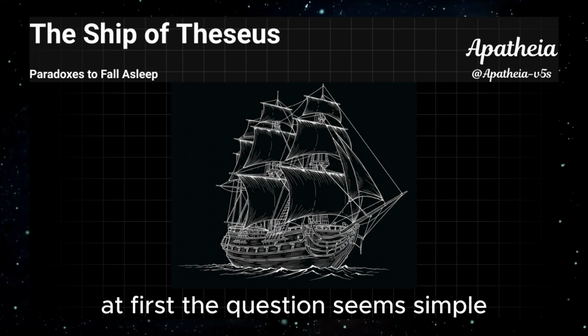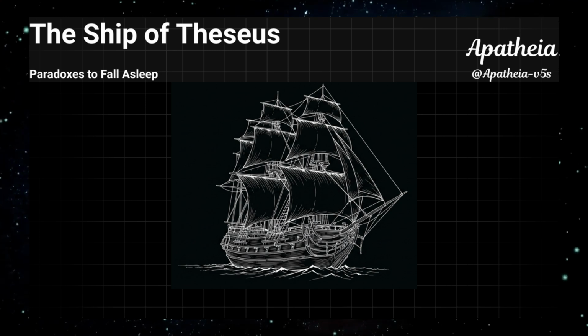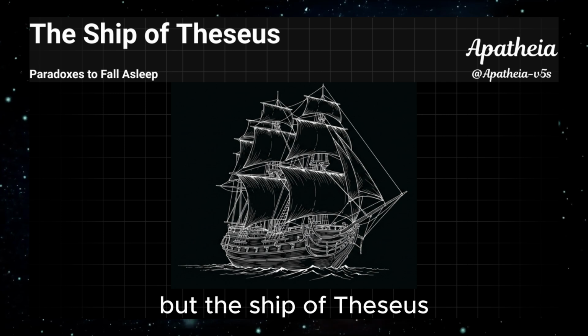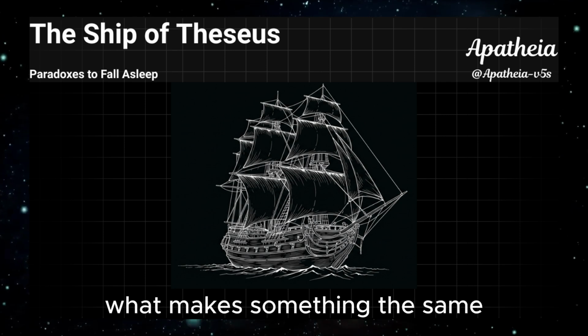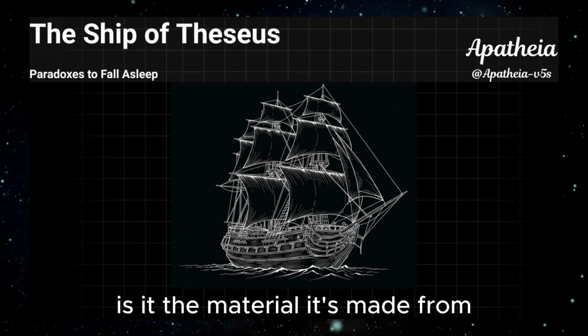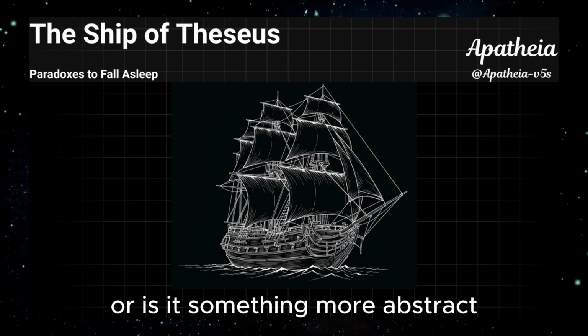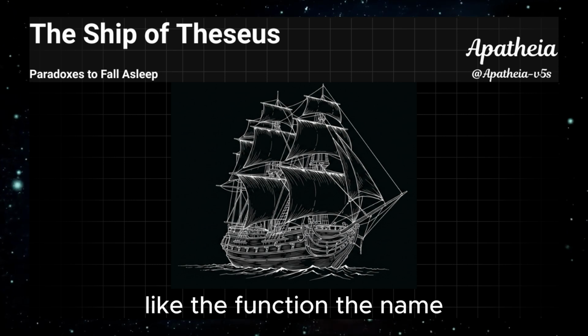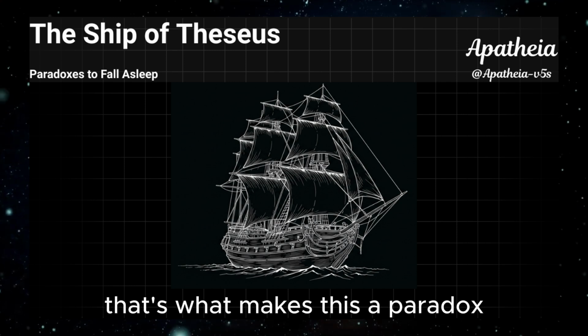At first, the question seems simple. Identity feels like a yes or no concept. Either something is the same or it isn't. But the Ship of Theseus forces us to confront a deeper truth. What makes something the same? Is it the material it's made from? Is it the continuity over time? Or is it something more abstract, like the function, the name, or even the story we tell about it? That's what makes this a paradox.